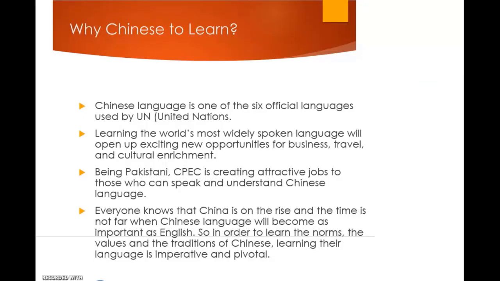The time is not far when the Chinese language will become as important as the other major languages. So in order to learn the norms, the values, and the traditions of the Chinese, learning their language is so important for us. So now let's get started.